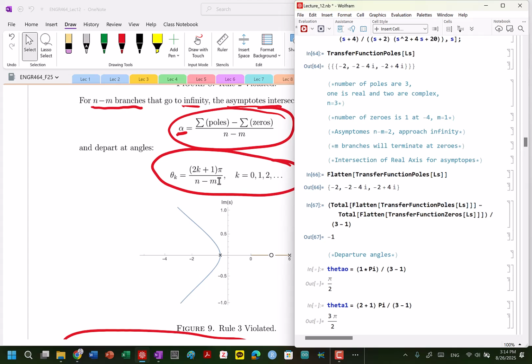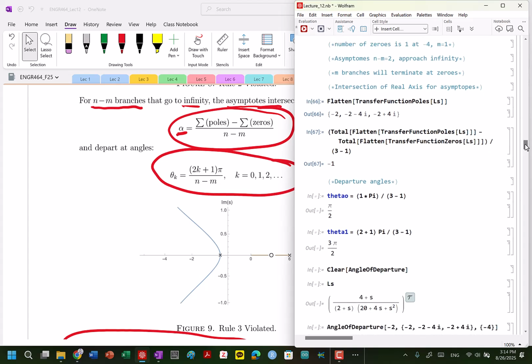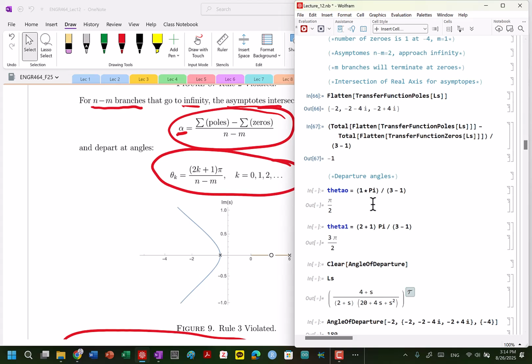divided by n minus m. So we can look at that departure angle for the different values here. So 2k plus 1, 2k plus 0, how many, and k is basically the angle of each of the departures that goes basically to infinity. So start first with k equals 1, then k equals 2. So you're just going to have 1 times pi over 3 minus 1.